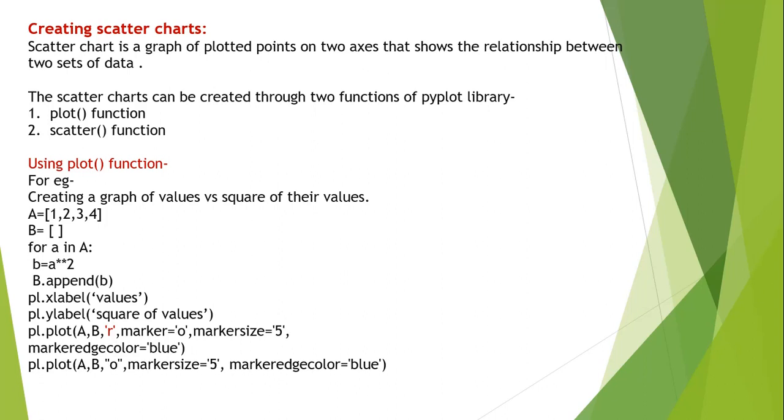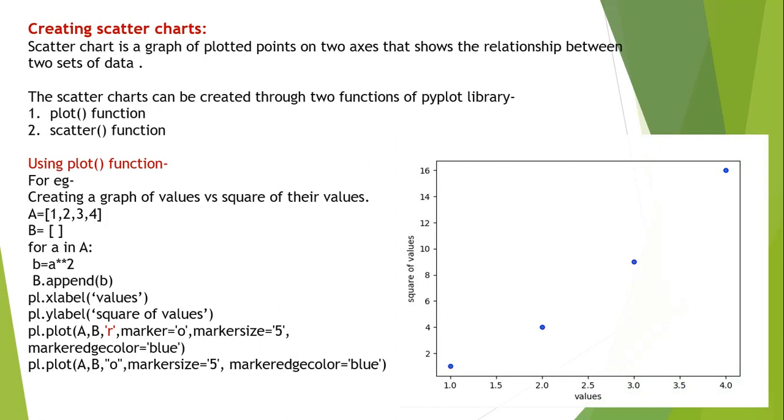Now let's see what the output will be. You can see on the x-axis values are given, and on the y-axis the square of the values are represented. Values were given as 1 2 3 4, so 1 square is 1, 2 square is 4, 3 square is 9, and 4 square is 16. So the values are represented accordingly. Also be careful here that the line segment which was joining these data points is absent in this case, because we have not given the color of the line.